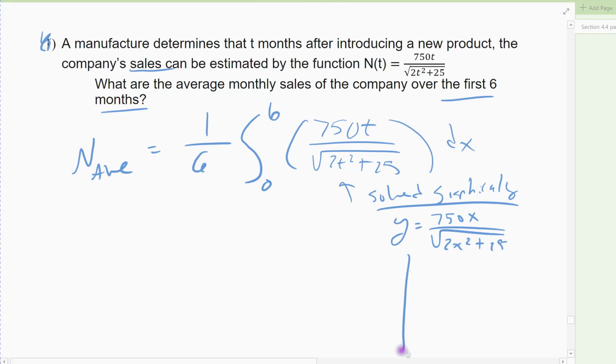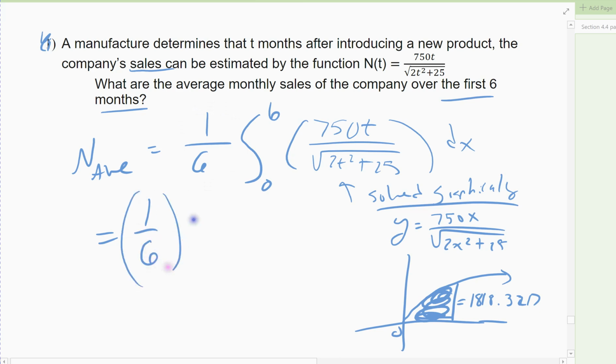All right, so solve it graphically. So again, we graph the function, you show the picture. If we solve it graphically, 0 to 6, shade that area in. That area came out 18.3217. And so remember, don't forget, it's really easy. If I'm going to forget something, I'm going to forget that 1/6. So remember, the answer is not that 18.3217. The answer is that number times a sixth, right?